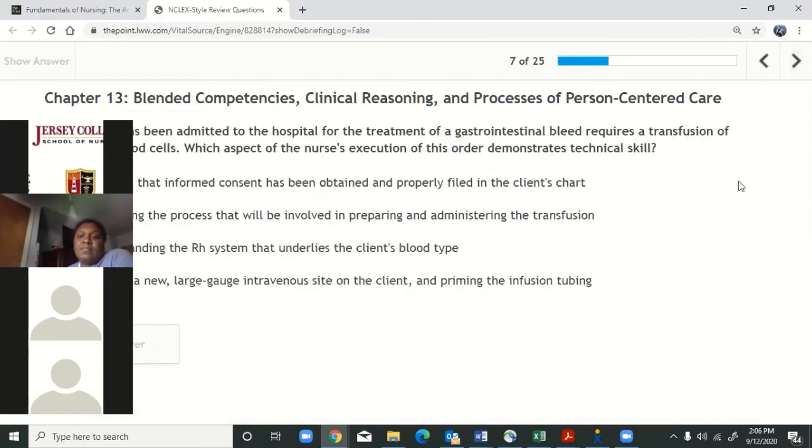Okay. The client is admitted to the hospital for the treatment of a GI bleed and requires a transfusion of packed red blood cells. Which aspect of the nurse's execution of this order demonstrates technical skill? So we're talking about technical skill, which usually means using hands-on equipment, being able to do things, right?